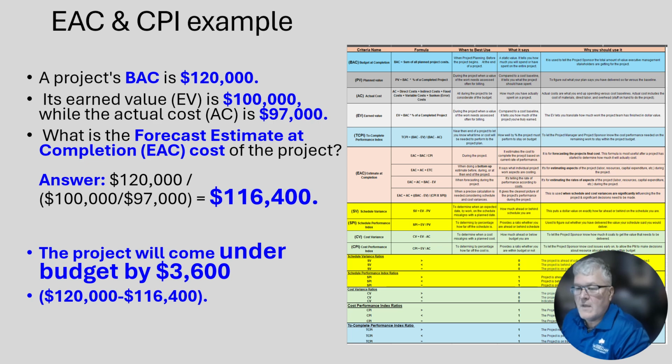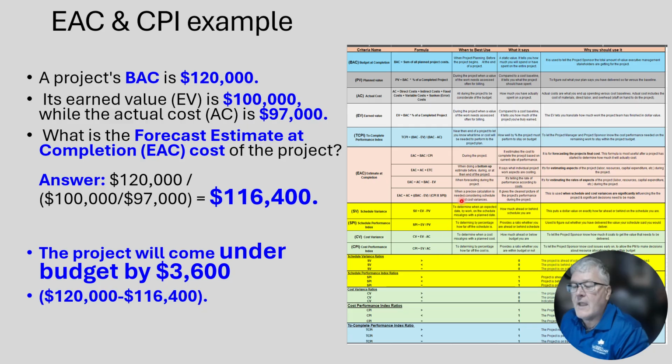Here's another example of a combination formula problem. In this problem, we are using your estimate at completion and your cost performance index ratio. So here's the problem. The project's budget at completion is $120,000. That's what's forecast. Its earned value is $100,000, while the actual cost is $97,000. That's at some point during this project. What's the forecast estimate at completion cost for the project?